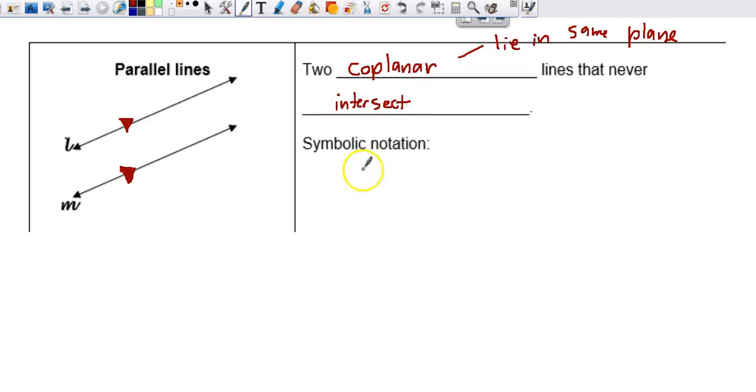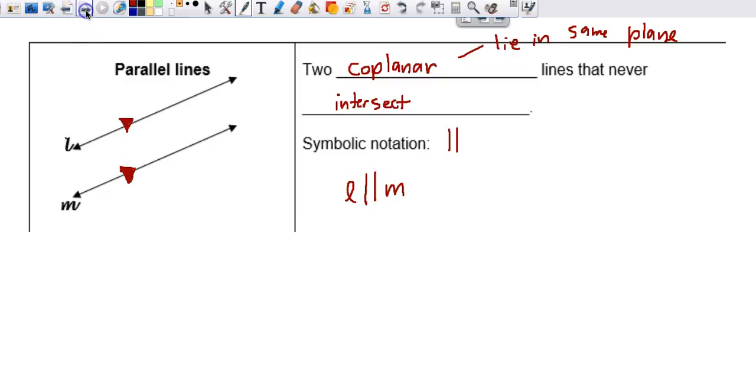Their symbolic notation, let's first talk about this segment right here. We would say in this specific picture that line L is parallel to line M. So here's a diagram representing this very same symbol. And this symbol is used a lot in shorthand, especially when you're doing proofs and other things when you don't want to write the word parallel or draw the picture of the lines.